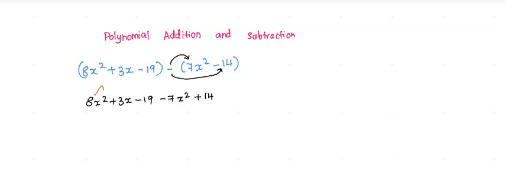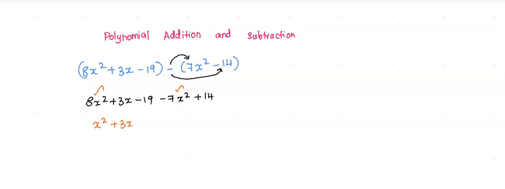So we have two x square terms. 8 minus 7 is 1. So 8x square minus 7x square is 1x square. Actually, we need not mention the coefficient 1, because if there is no coefficient mentioned, it is understood that the coefficient is 1. Okay. Now let us check for the next variable. We have only one x term, so there is no other x term to combine. So we can write it as such.